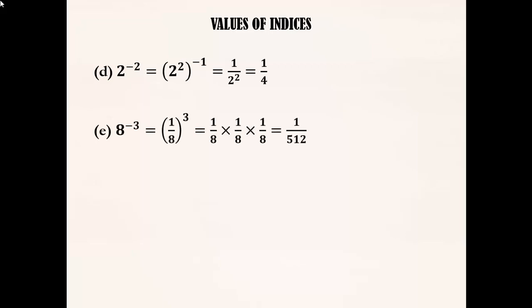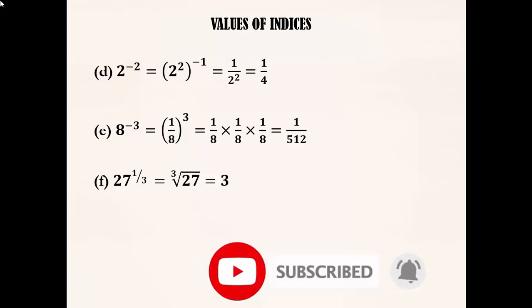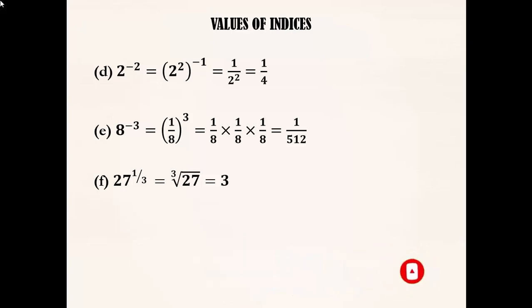8 to the power negative 3 can also be written as 1 over 8 all to the power 3. Or better still, you can also factor out the negative 1 from the power negative 3, and that would give us the reciprocal of 8 to the power 3, which is simply going to be the same as multiplying 1 over 8 by itself thrice. And that will give us 1 over 8 times 1 over 8 times 1 over 8, and that will give us the answer 1 over 512.